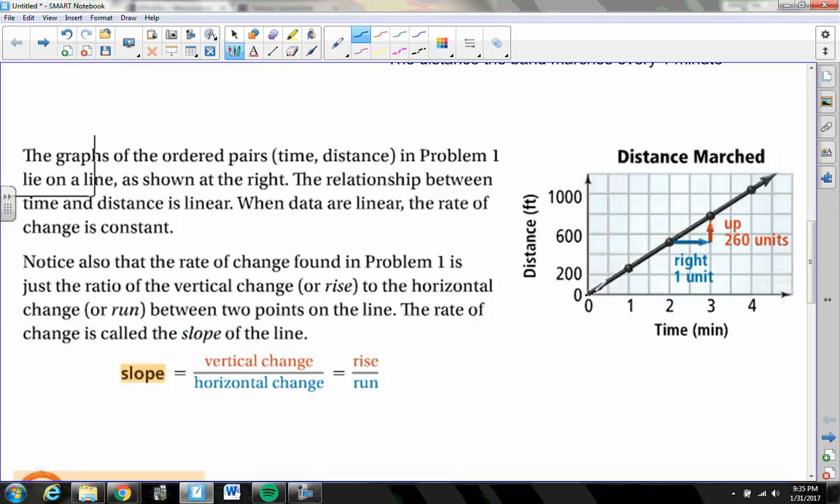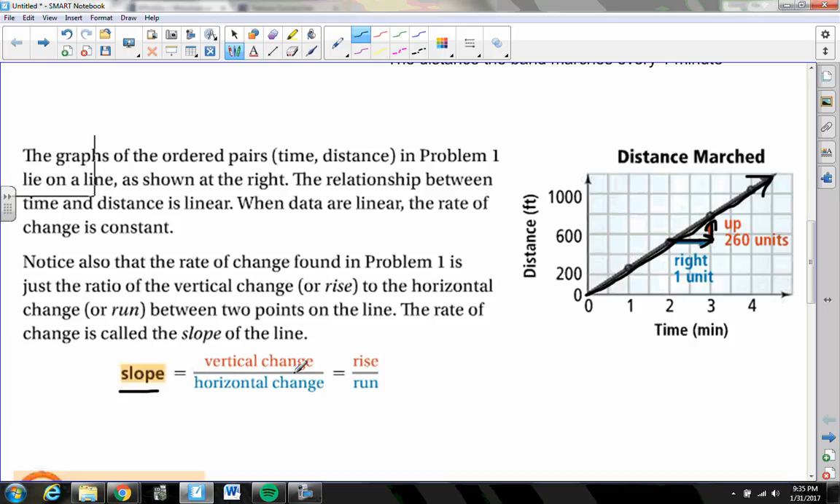When we graph a straight line like this one, the rate of change in this situation, the change in the y over the change in the x, is called the slope. Slope is the vertical change of your graph, meaning the change in the y direction, over the horizontal change, the change in the x direction.